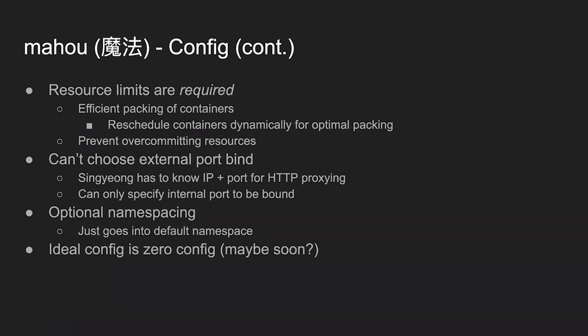You can't choose your external port bind because Singyeong needs to know the IP and port to do HTTP proxying. So if you specify your internal port, you can then use that to automatically bind to a random external port. Namespacing, again, is optional. It just goes into a default namespace. Ideally, I wouldn't need any of this. That's my goal. We're not there yet, obviously. I'm hoping maybe soon. No idea on when that's going to happen, unfortunately.